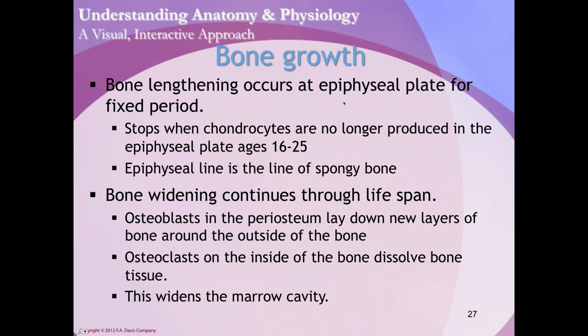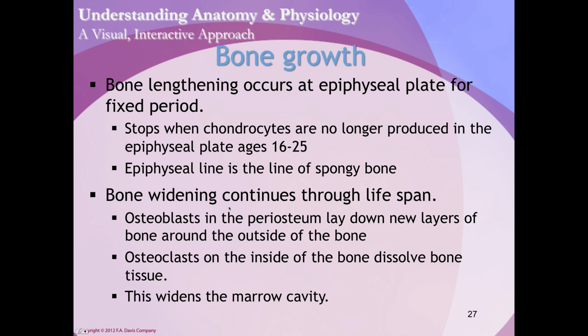So bone lengthening occurs at the epiphyseal plate for a fixed period. It will stop when the chondrocytes, or cells that produce cartilage, are no longer made. That happens around 16 to 25. And the epiphyseal line is the line of spongy bone within the epiphysis.